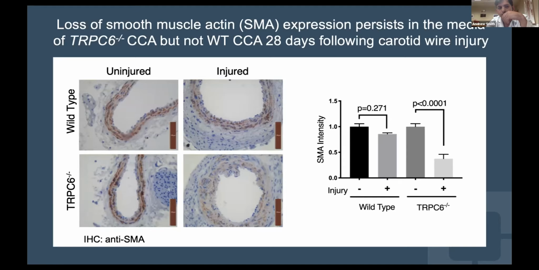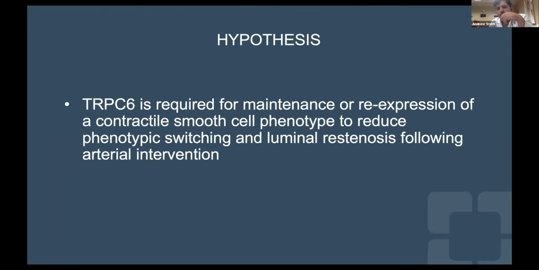These results suggested that TRPC6 may have effects on arterial remodeling and the development of neointimal hyperplasia, aside from its effects on endothelial cell migration, and that TRPC6 may actually have an effect on intrinsic smooth muscle cell phenotype.